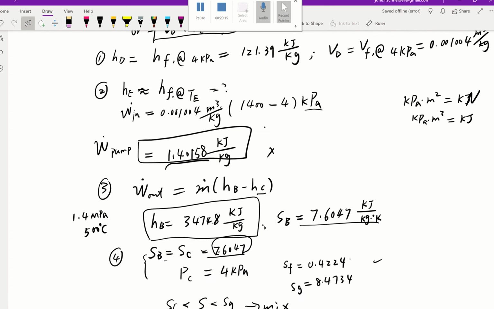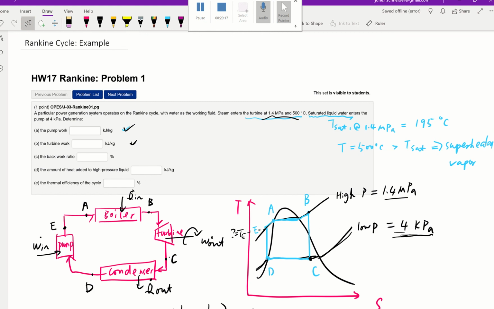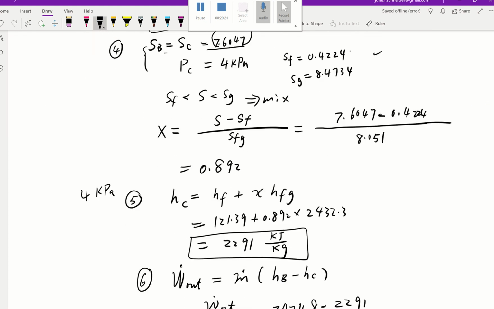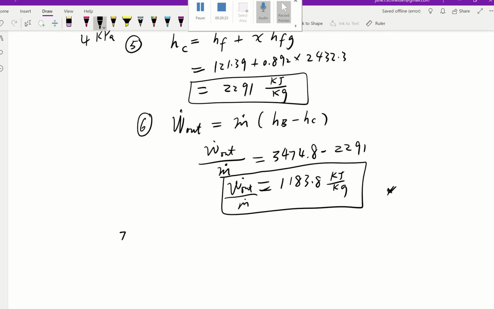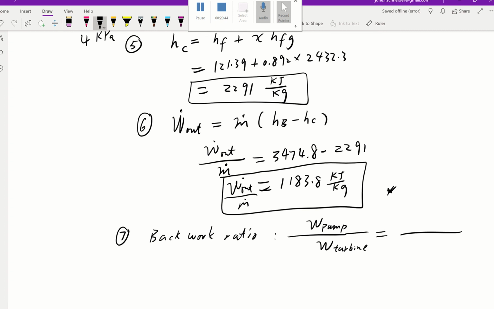Okay, so knowing that, we're going to look at the third one, the backwork ratio. This is a concept we are first going to talk about. The backwork ratio is a very simple concept. It's basically the percentage of the pump work compared to the turbine work. Since you already know both of them, that will be an easy calculation.